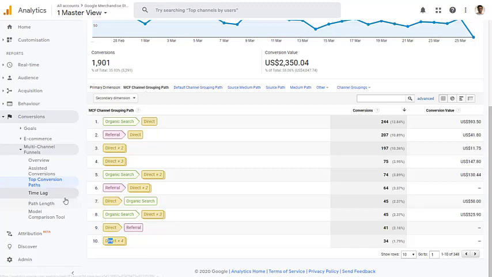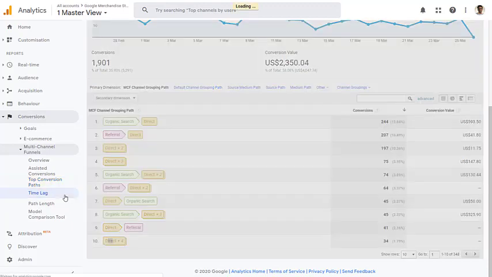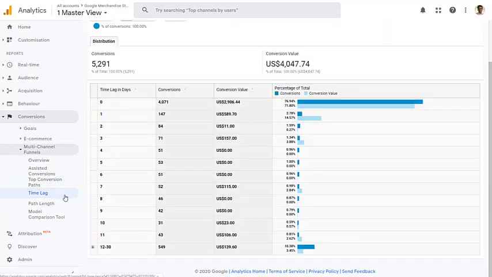So there is a report called time lag. This report will tell you how much time it takes for a user to convert. So time lag in days, 0 days, 4071 conversions. That means these are the people who convert on the same day. But there are 147 conversions which took 1 day. That means I come today, then there is a gap of a day for my conversion. I came to your website again the next day, and I got converted.